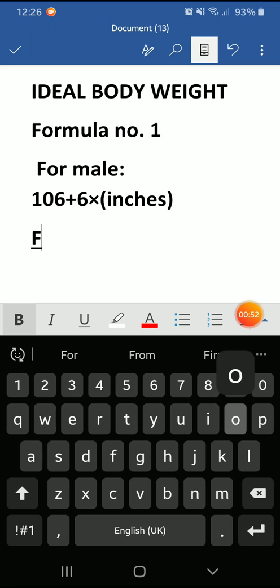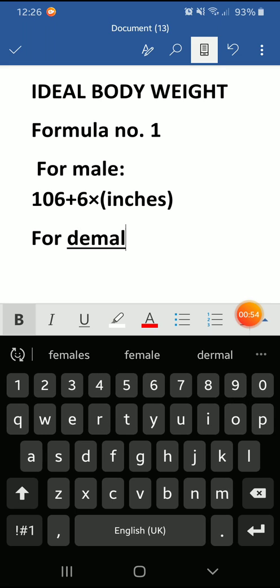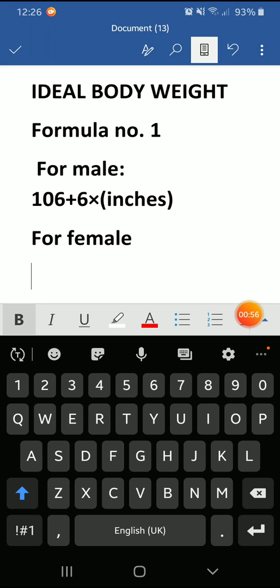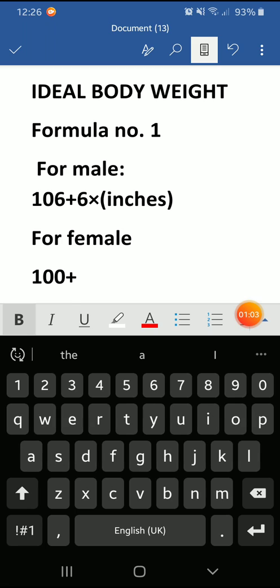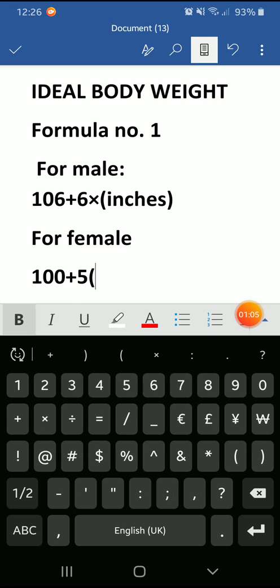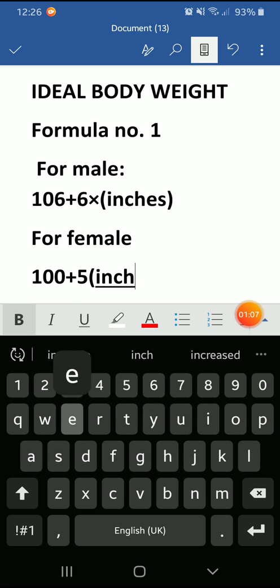Now we gotta do that for female. The formula for female is 100 for 5 feet plus 5 into whatever the height would be in inches.